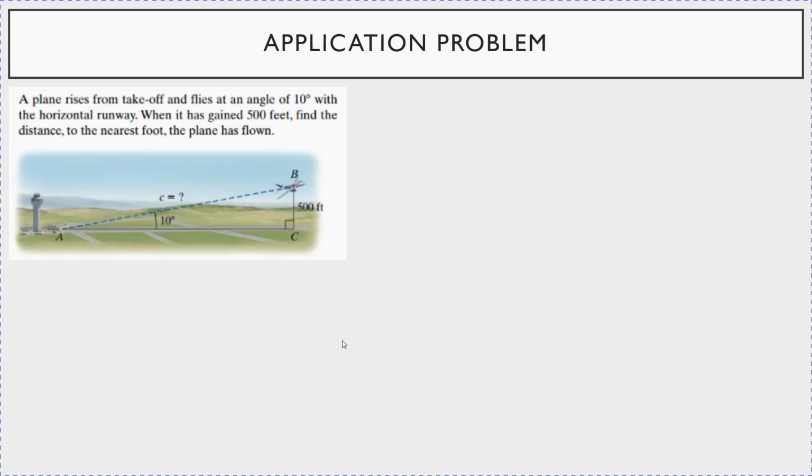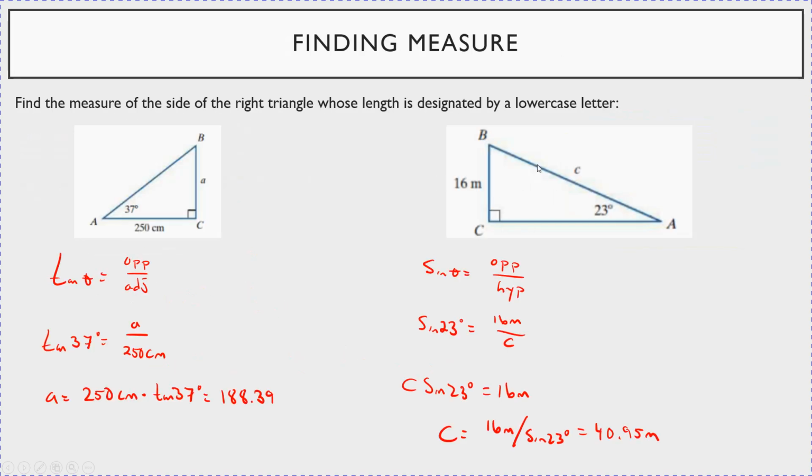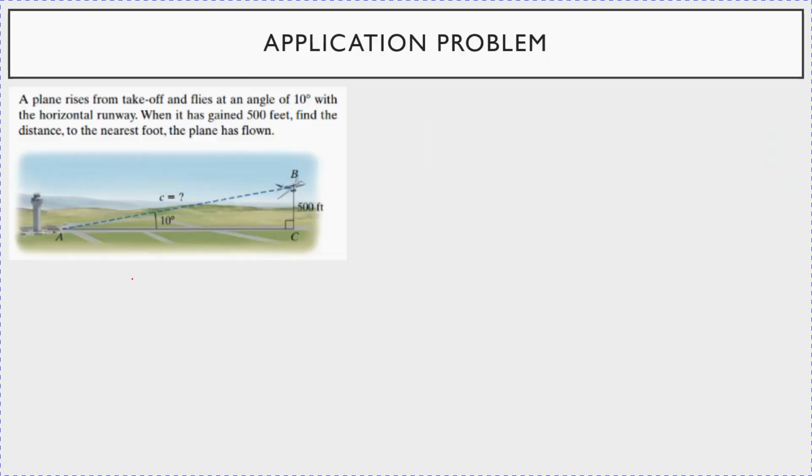Okay, so I'm asking you to find the hypotenuse here, this C. So look, this problem looks a lot like this. So its sine is equal to, sine is the opposite over the hypotenuse. So sine of 10 degrees is equal to the opposite, so it's 500 feet in the air, divided by C. That's what we're looking for. Cross multiply. So C times sine of 10 degrees is equal to 500 feet. Divide by sine of 10 degrees.